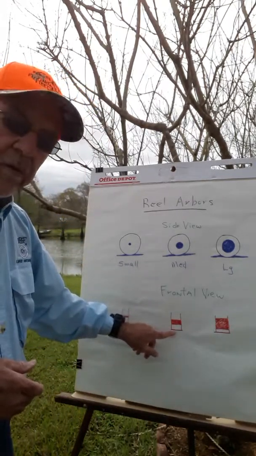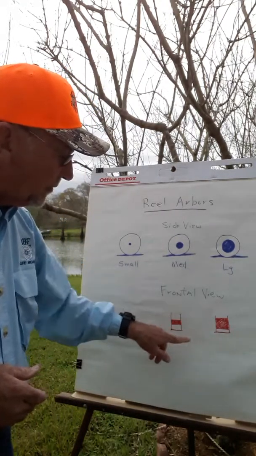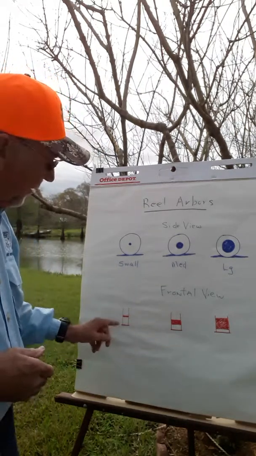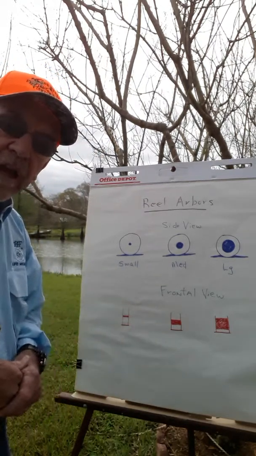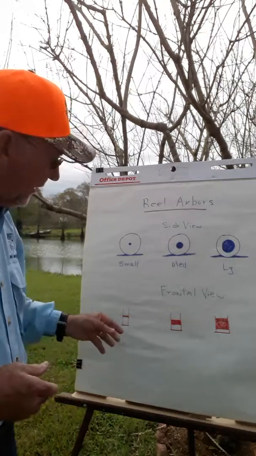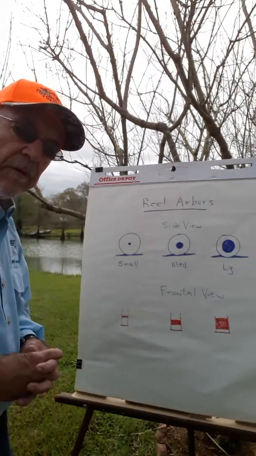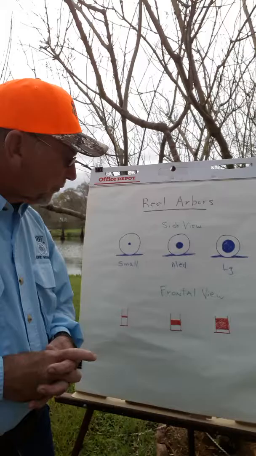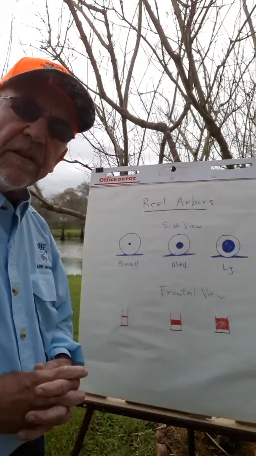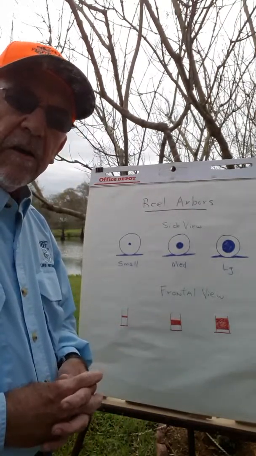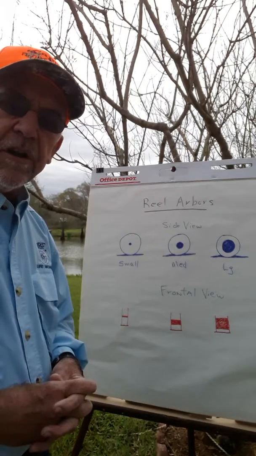The mid arbor reel would be a good compromise between the large arbor and the small arbor. The small arbor is going to be smaller in size, so lighter in weight, and again allow you to put a considerable amount of backing. So this is the differences in the arbors of different reels. I hope this has been a benefit to you in choosing your next reel.